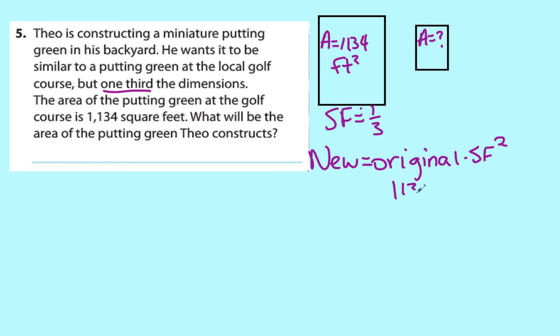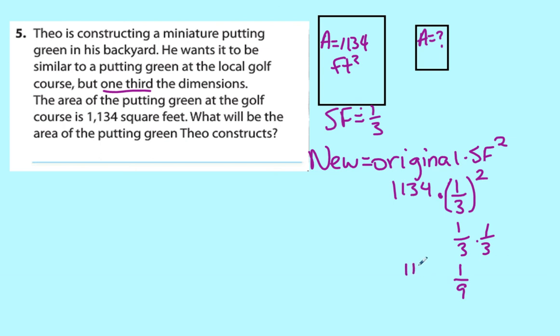Okay, then we just put our numbers in. So original is 1134 times 1/3 squared. We remember if we're multiplying or squaring a fraction, it's just the fraction times itself. 1/3 times 1/3. Please don't say it's 1/6. Don't say it's 2/6. That's even worse. This is 1/9. Okay.